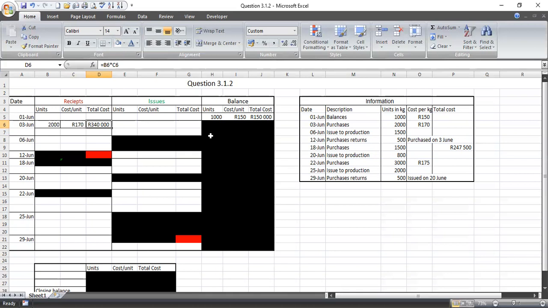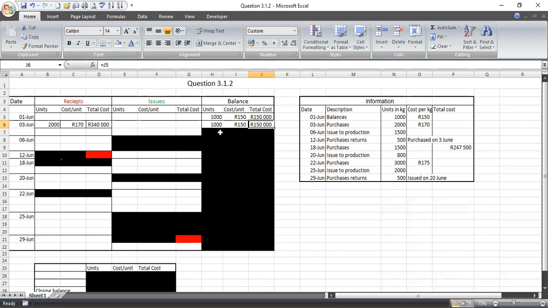So what I want you guys to take note of is that after each transaction, it is very important for you to calculate your balance, the balance that you have in the warehouse after you have bought inventory or maybe issued inventory to the production department. So the first thing that we're going to do under the balance on the 3rd of June is to bring down the balance that we had in our previous transaction, which was 1,000 units at a cost per unit of 150 and at a total cost of 150,000.